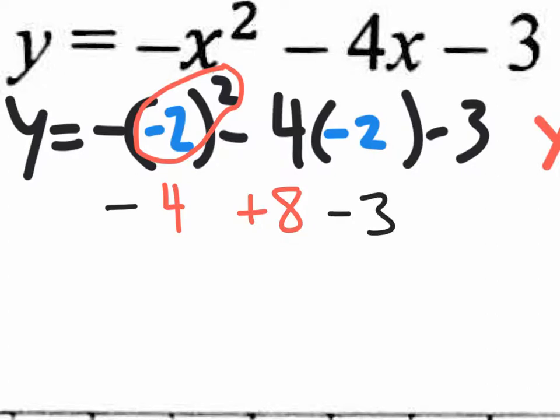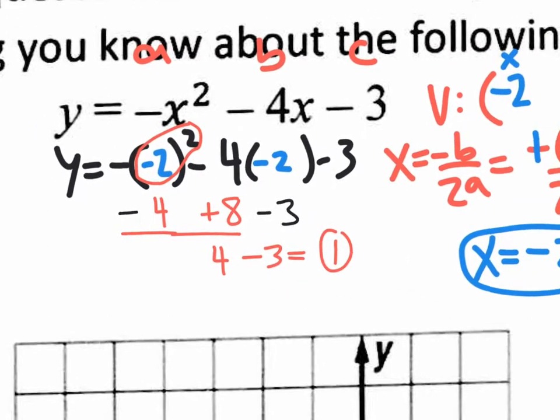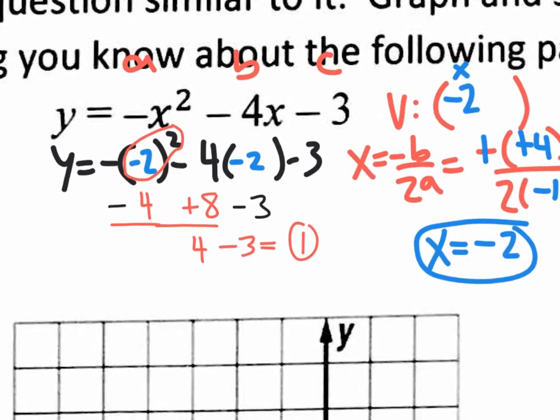So what we really have is a negative 4 plus 8. That's going to be positive 4. And then bring down the minus 3. 4 minus 3 is 1. And ladies and gentlemen, that is our y value for our vertex. So we have negative 2, and we have the y value of positive 1. So there it is right there, positive 1.